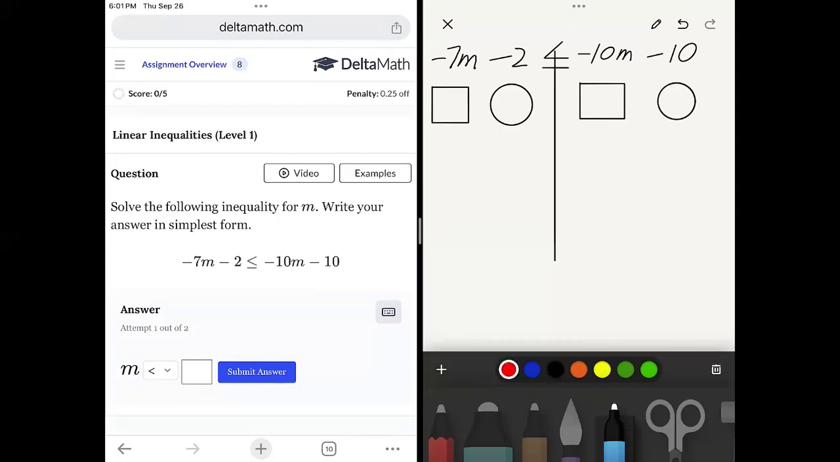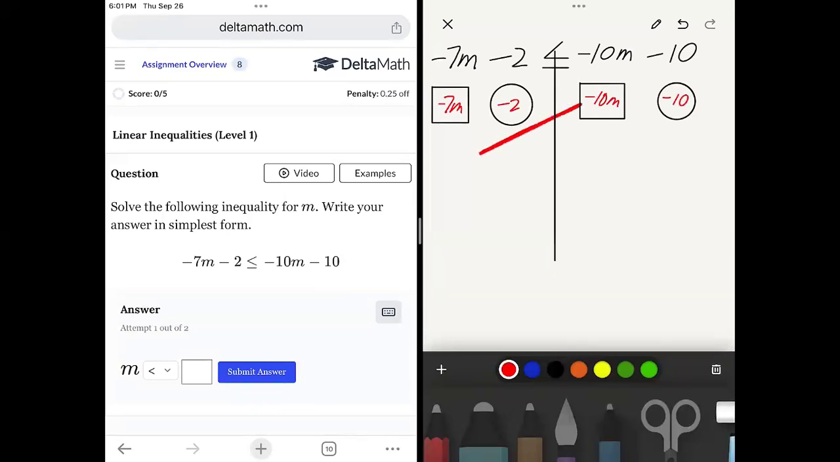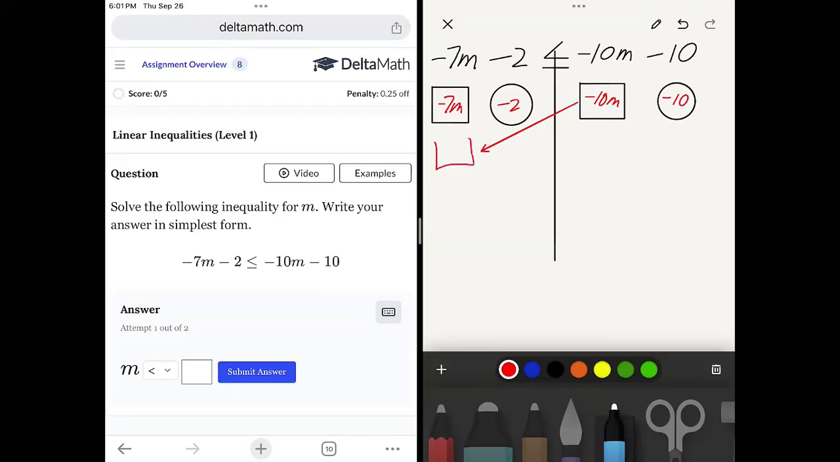The very first thing you're going to do is box it up, circle it up. So this is going to be a negative 7m. This is going to be minus 2. This is going to be a negative 10m. And this is going to be minus 10. Boxes go with boxes, circles go with circles. So I'm going to move this over. Let me get this. I'm going to move this over, and then I'm going to box this up.